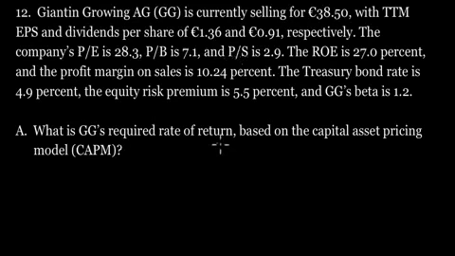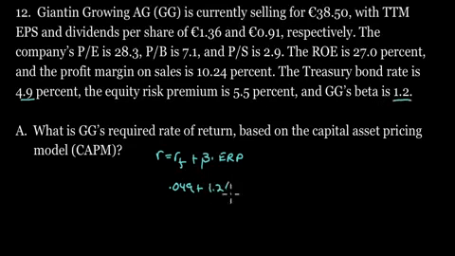What is GG's required rate of return based on the capital asset pricing model? Well, what do we know about CAPM? It is the risk-free rate plus beta times an equity risk premium. I need 3 bits of information. Let me go hunting. I'm given a treasury bond rate of 4.9, 0.049. Do I have a beta? Beta is 1.2. Do I have an equity risk premium? 5.5, 0.055. There we go. What am I going to get?